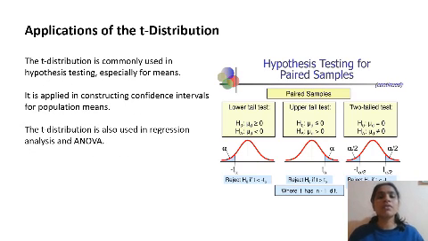Applications of the t-distribution. The t-distribution is commonly used in hypothesis testing, especially for means. It is applied in constructing confidence intervals for the population means. The distribution is also used in regression analysis and ANOVA.